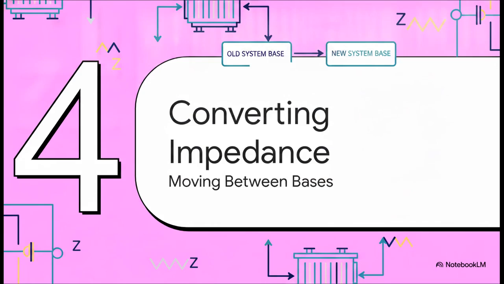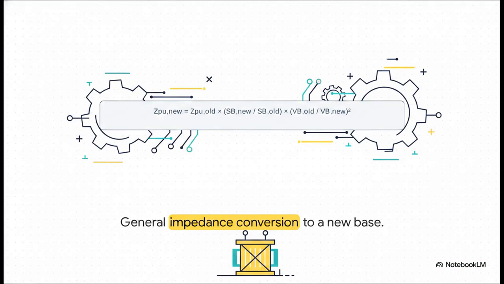Next up, Section 4, Converting Impedance, or how to move smoothly between bases. Because equipment specs so often arrive in percent, your very first move is always to divide by 100 to get your per-unit value. Then you'll apply the general conversion equation. You take your old per-unit value, multiply it by the ratio of the new power base to the old power base, and then multiply that by the square of the old voltage base over the new voltage base.